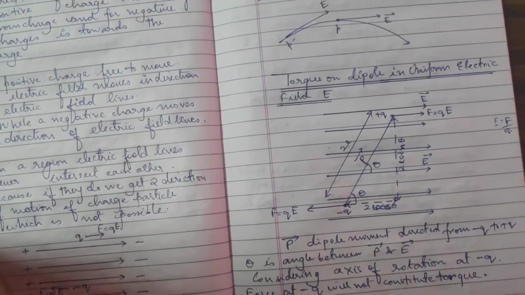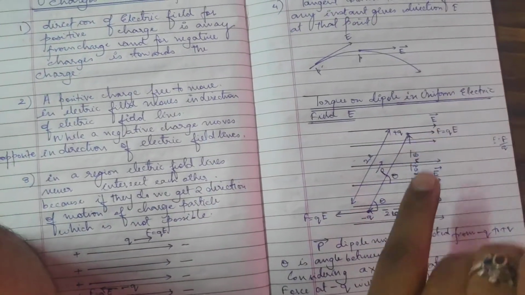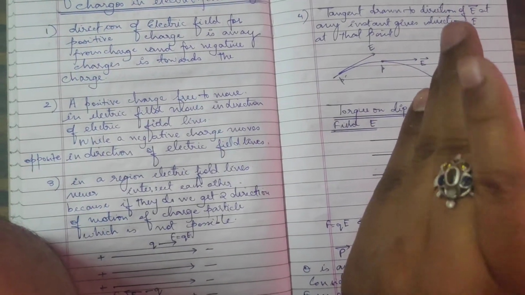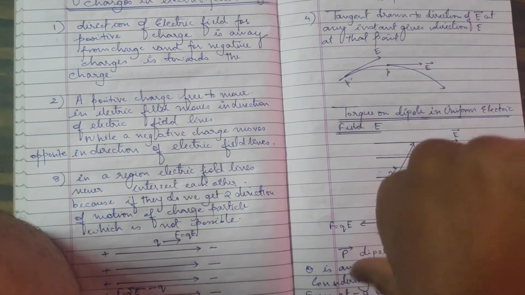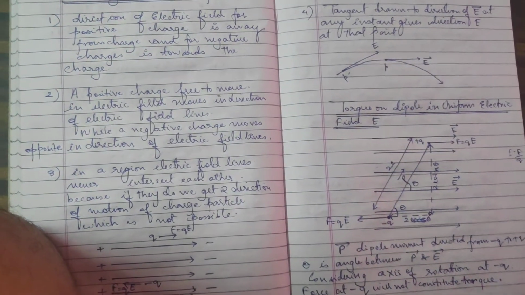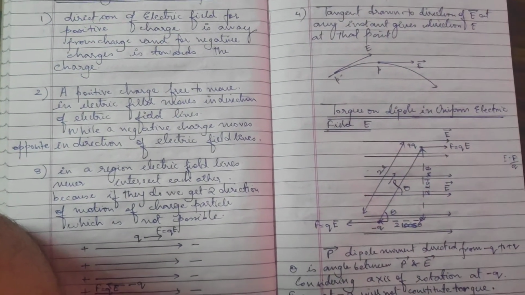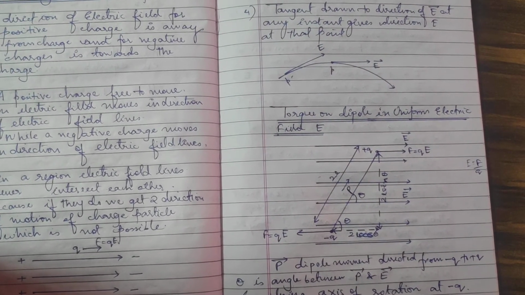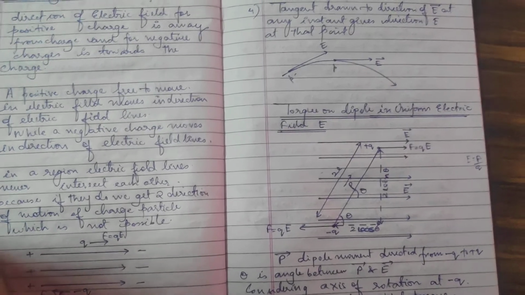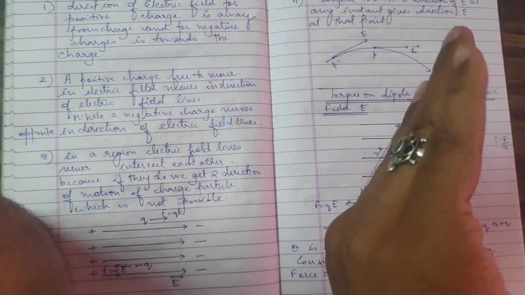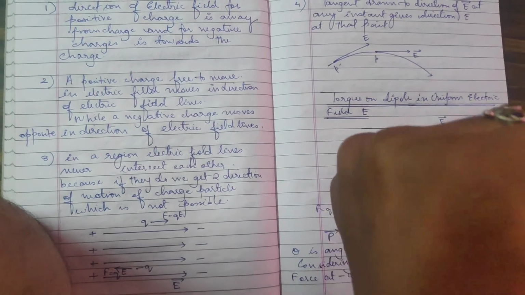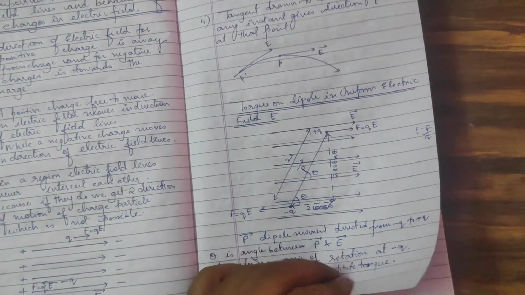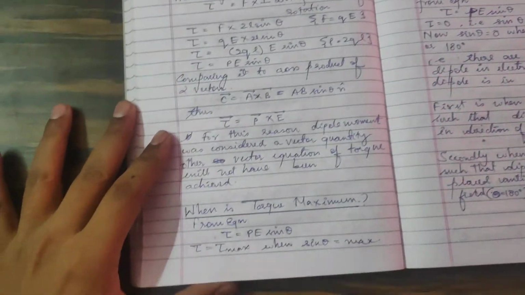How will we calculate the direction of torque? We will move our fingers. See, P is in this direction. So we will move our fingers from P to E and the thumb points inwards. So the direction of torque will be inwards, perpendicular to the plane of paper. By the right hand screw rule, if I rotate my fingers from P to E, the thumb is pointing downwards. That is, the torque is directed perpendicular to the plane of paper, inwards.